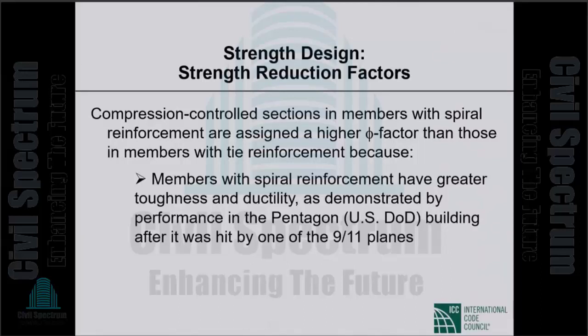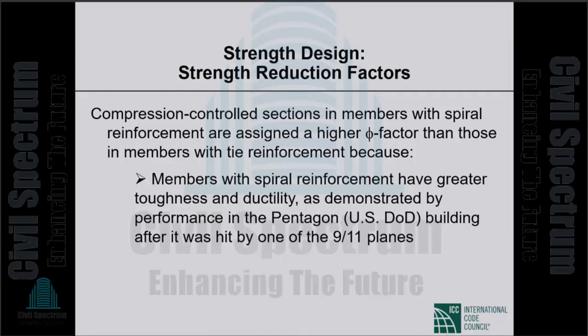Compression control sections in members with spiral reinforcement are assigned a higher phi factor than those in members with tie reinforcement because members with spiral reinforcement have greater toughness and ductility. Those are all like the loads can be maintained as the member deforms. The toughness, ductility, all those terms convey the same meaning, more deformable. You can carry the same load while undergoing larger deformations.